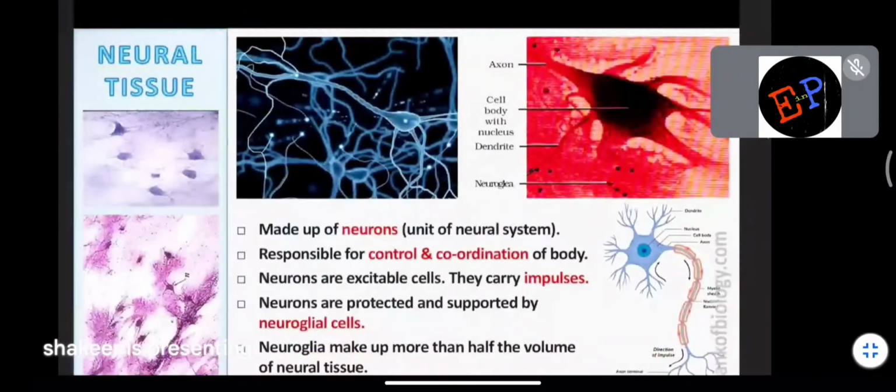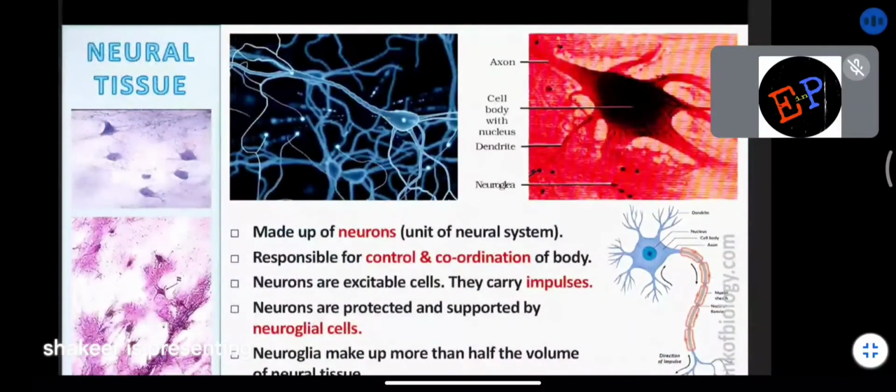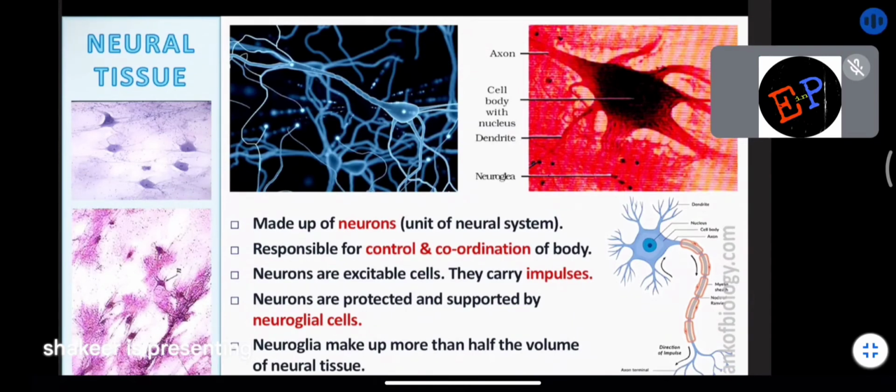Then we study the last type of tissue, which is called neural tissue. Are you able to understand? So in total we have 4 tissues, and this is the last one, neural tissue. There is not much information about this one in NCERT. We have very little information about this. It is made up of neurons. So what is neural tissue made up of? It is made up of neurons.